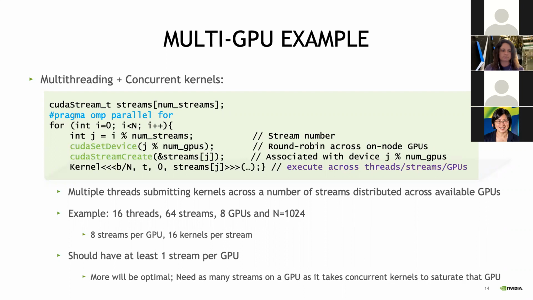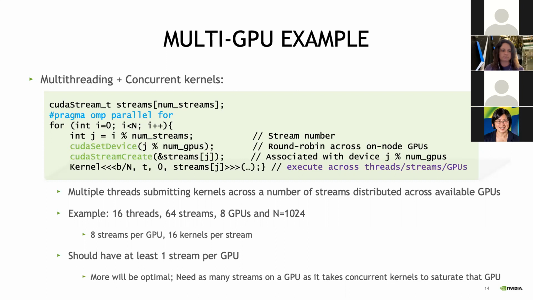I set my device to J modulo the number of GPUs. So I'm walking through all of the GPUs in my system on my node. I'm doing a stream create. So that stream J is now associated with the device J modulo number of GPUs. And then I'm launching my kernel on that stream. So in this case, we'll have execution across threads, streams, and GPUs. Multiple threads submitting kernels across a number of streams distributed across available GPUs.